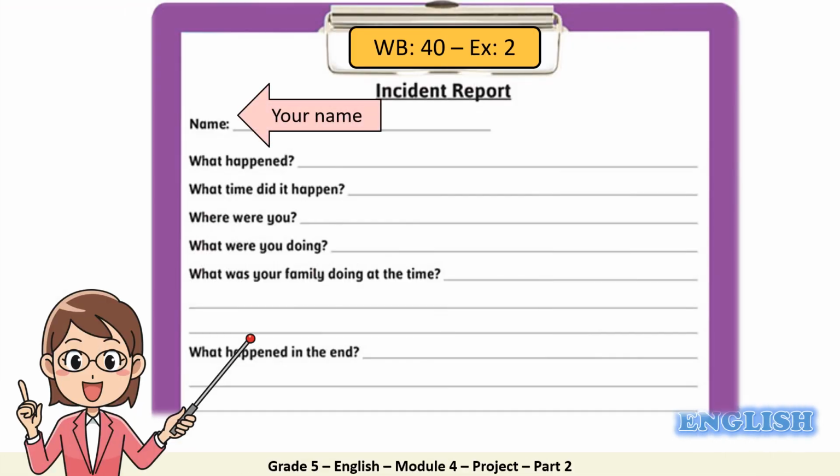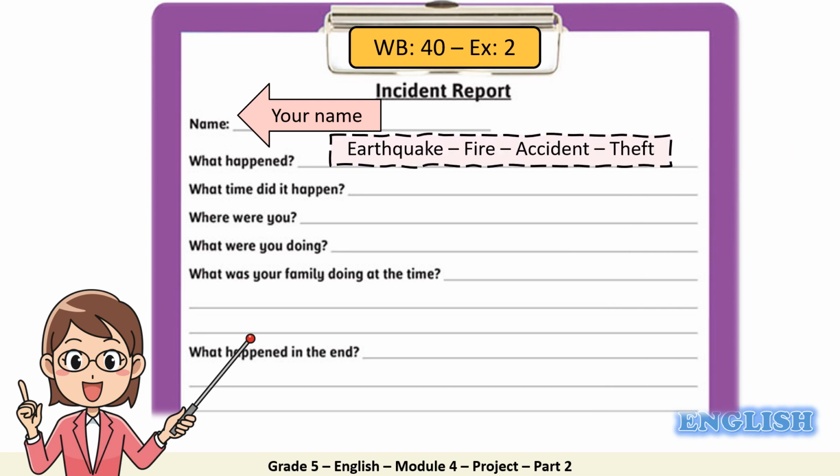Start by writing your name. Then you need to answer each question with one idea. Here are some ideas that may help you. Choose one for each question. For example, what happened? What are you writing a report about? Is it an earthquake, a fire, an accident, or maybe a theft?